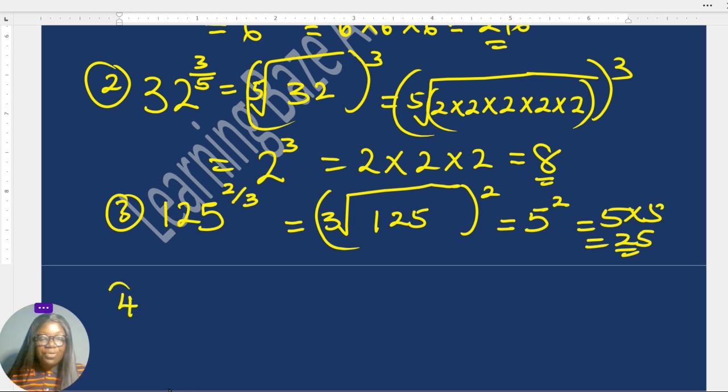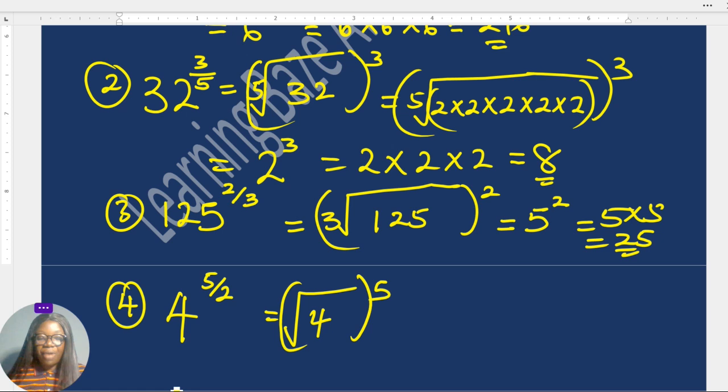Okay, now the 4th example. We have 4 raised to power 5 over 2. Now the denominator is 2, and like I said, that's the square root. So that will be the square root of 4, raised to power 5. The square root of 4 is 2. Then we have raised to power 5.